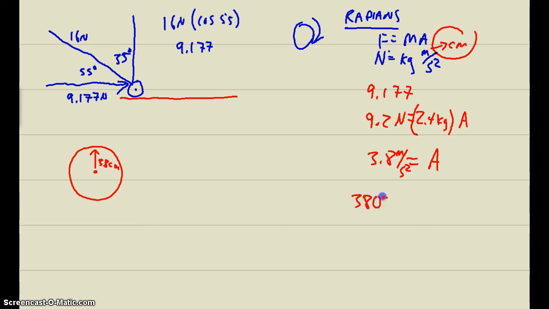380 centimeters per second squared is now our acceleration. That's how fast this thing is accelerating as it's spinning along here. At 380 centimeters per second, it means it's speeding up 380 centimeters per second every second that we push it.